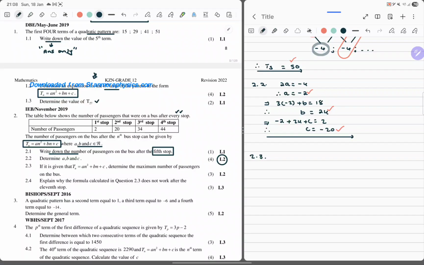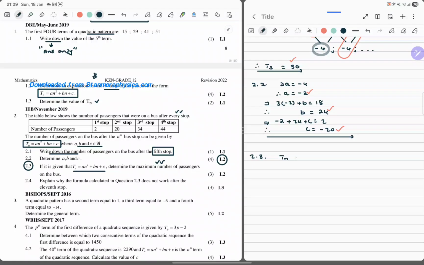2.3 says, if it is given that Tn is like that, determine the maximum number of passengers on the bus. Can you see? We need to find the maximum number of passengers in this bus. So meaning, when will it be full so that there's no more passengers it can take? Right, so this is very important.